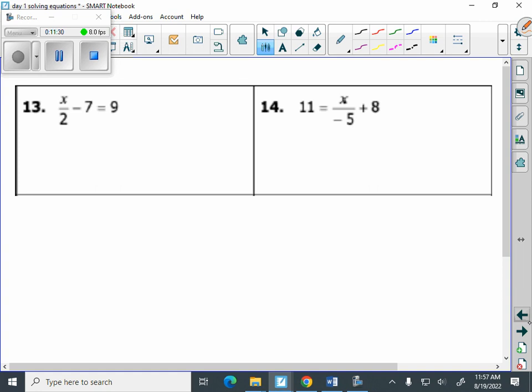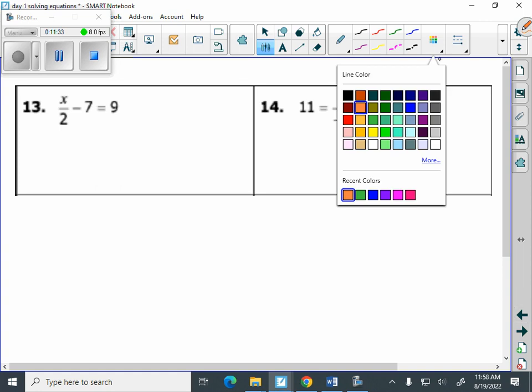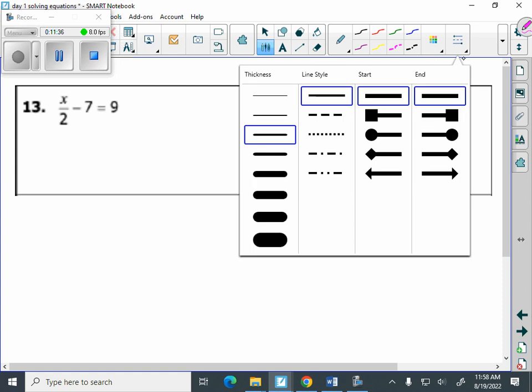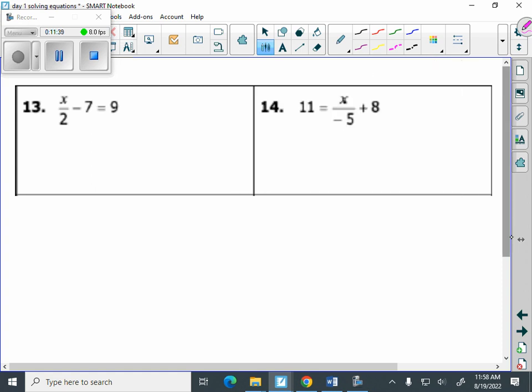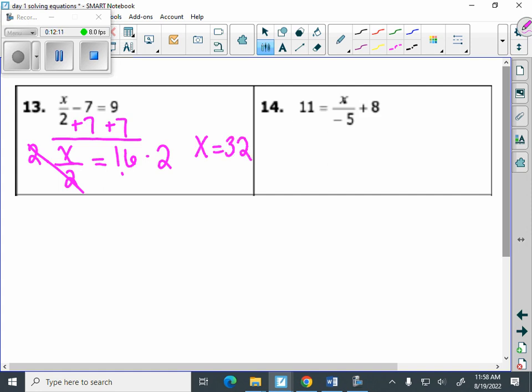Same idea on problems 13 and 14. When we take a look at 13 here, we're going to start by moving the 7. Since it's minus 7, we're going to add 7. We get x over 2 equals 16. This time what we have to do is undo the division, and the inverse operation of dividing is multiply. So we're going to multiply by 2 here, we're going to multiply by 2 there, and when we do, we end up with x equals 32. 16 times 2.